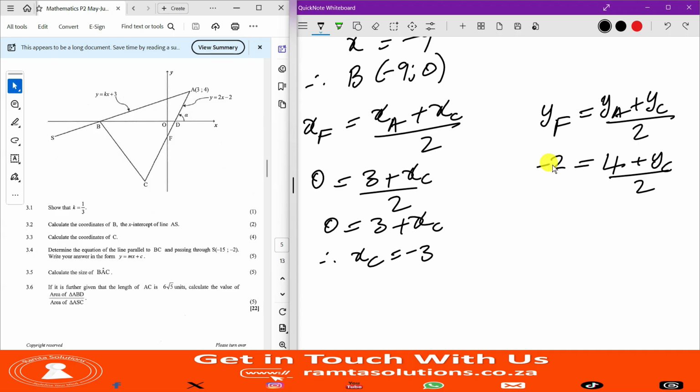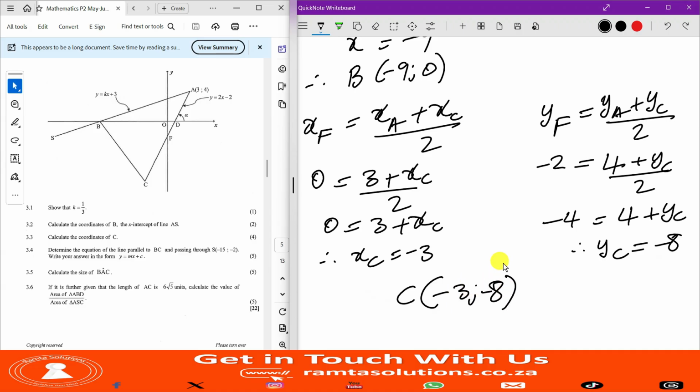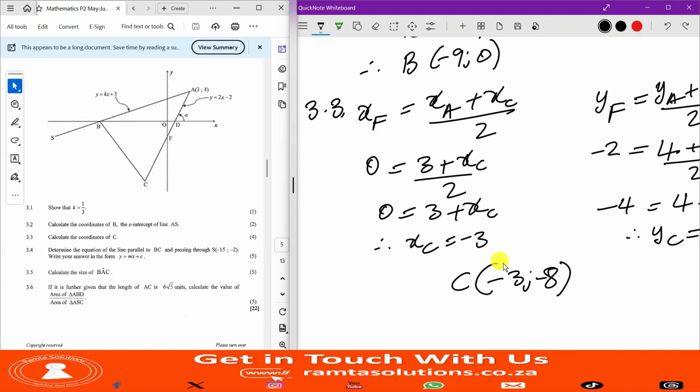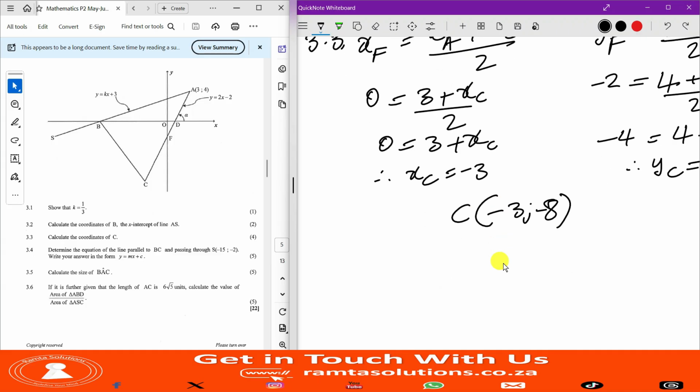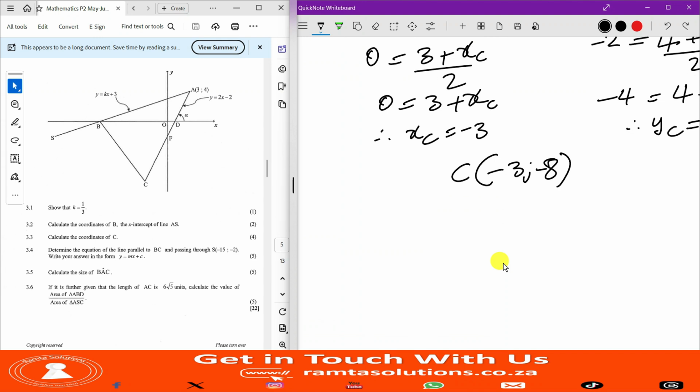All over 2. Multiplying every side by positive 2, positive 2 times negative 2 will be negative 4. And then positive 2 multiplied by this fraction, we will have 4 plus y sub c. Therefore, y sub c is negative 8. In conclusion, C has coordinates minus 3 and minus 8. Happy? So these are the coordinates of point C. Great.